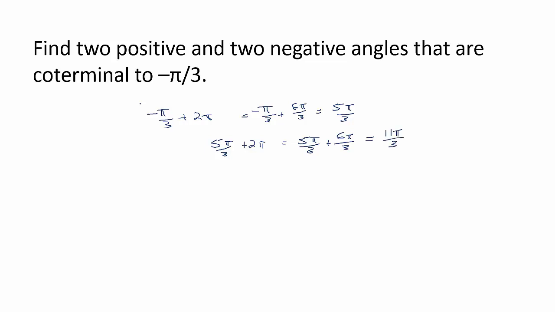So 11 pi thirds. I also want to find some more negative angles, so I can just subtract a full revolution. So if I take away 2 pi, that's going to be minus pi thirds minus 6 pi thirds, which is going to be minus 7 pi thirds. There's another coterminal angle. And from there, I can find another one by taking away 2 pi, that's 6 pi thirds. Again, gives me negative 13 pi thirds.